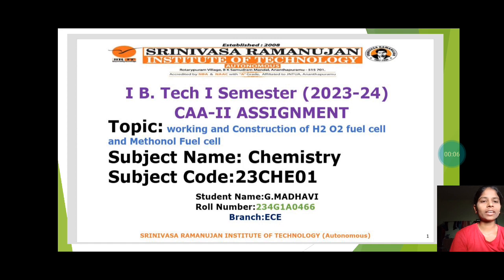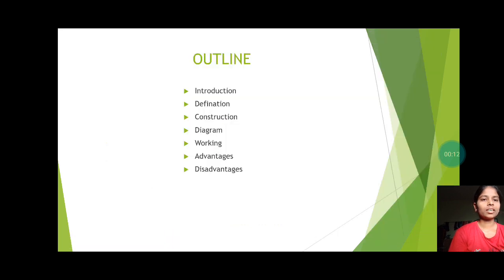I would like to explain the working and construction of the H2O2 fuel cell and the methanol fuel cell. This is the outline for the concepts. First of all, introduction, definition, construction, diagrammatic representation, working, advantages and disadvantages also.